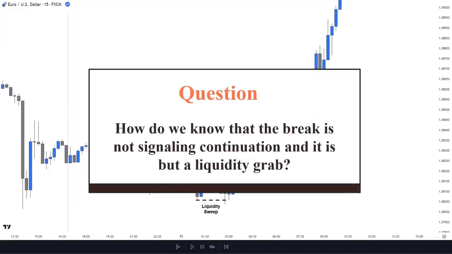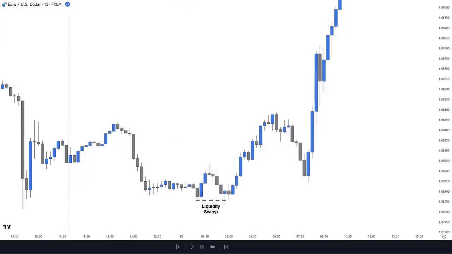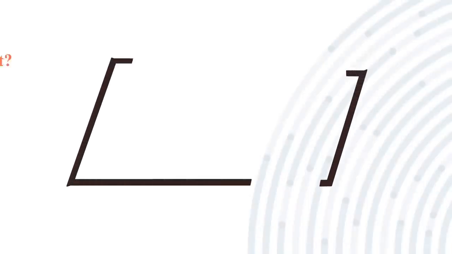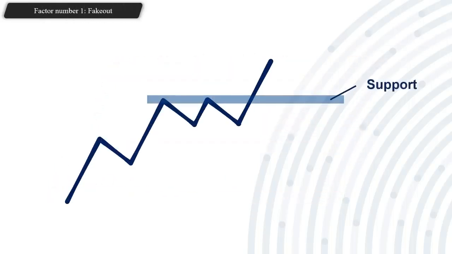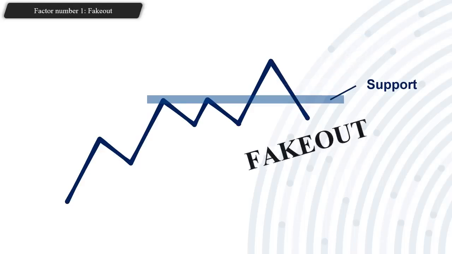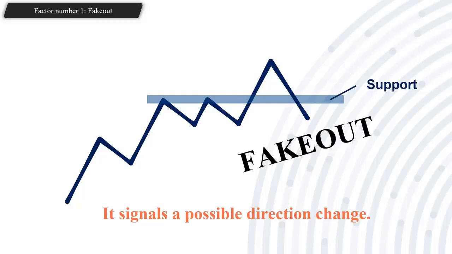Now, how do we know that the break is not signaling continuation, and it is but a liquidity grab? Here are two key indicators. Number 1, the fakeouts. A fakeout or a failed breakout occurs when the price breaks through a structure level, but immediately gets back into range. Imagine we are in an uptrend, and the market breaks through a resistance level. So if the market returns to this area, resistance becomes support, and we expect rejection. But if the market breaks right through, we call this a fakeout, and it indicates a significant momentum on the opposite side of the direction and signals a possible direction change.